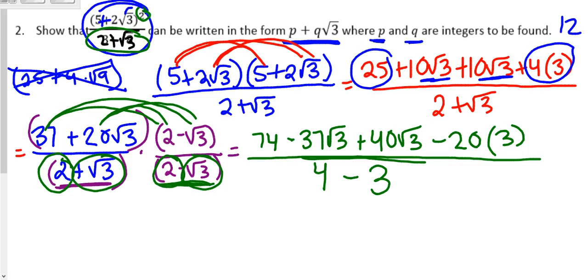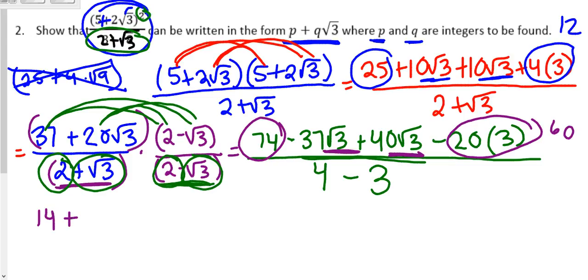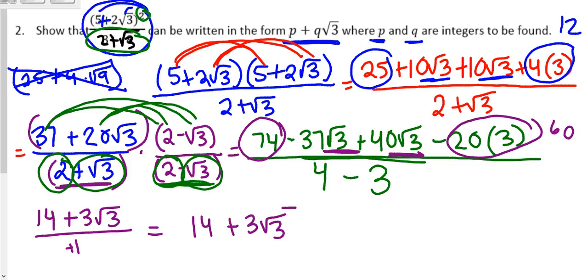Almost there. We need to combine what we can. 74 will combine with this whole number, which will be 60. 74 minus 60 is 14. We'll also combine these 2 square root of 3 terms, and we will have a positive 3 square root of 3. All over a positive 1. Dividing by 1 doesn't change anything, so our final answer is 14 plus 3 square root of 3.